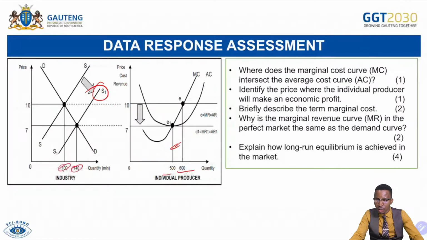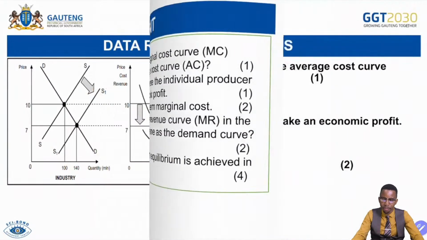Where does the marginal cost curve MC intersect with average cost? And then identify the price where the individual producer will make economic profit. Briefly describe the term marginal cost. Why is the marginal revenue curve MR in the perfect market the same as the demand curve? Explain how long run equilibrium is achieved in the market.